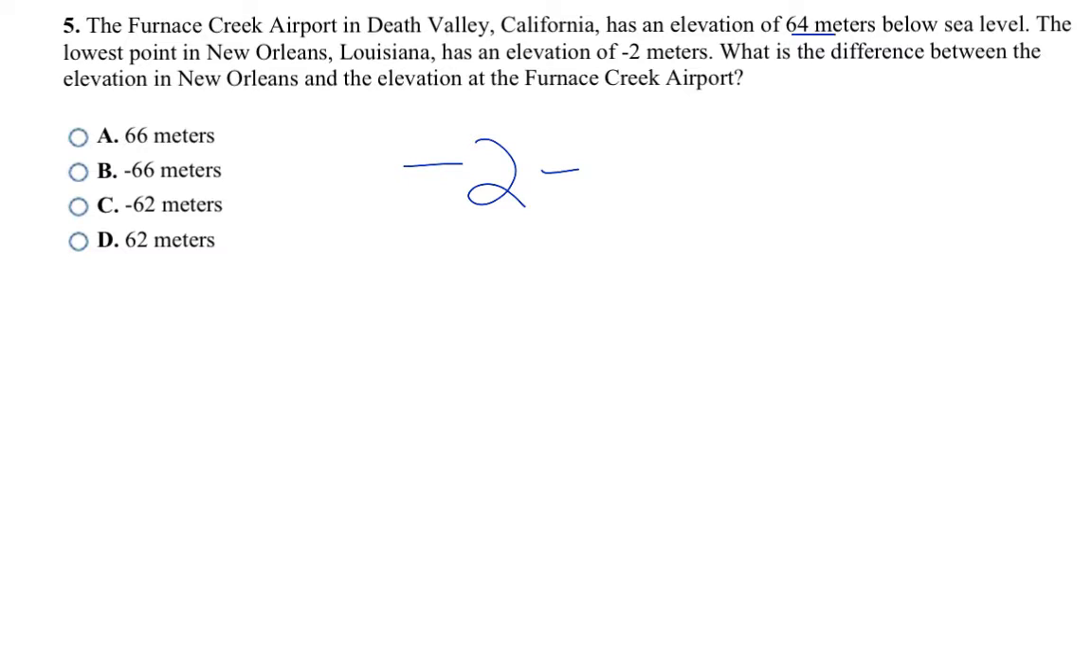Now, the Furnace Creek Airport is 64 meters below sea level, so that means it's also negative elevation. They just didn't put the negative symbol there. You had to read that in the problem and realize that when it said below sea level, that is going to be a negative number also. And you're going to subtract those.